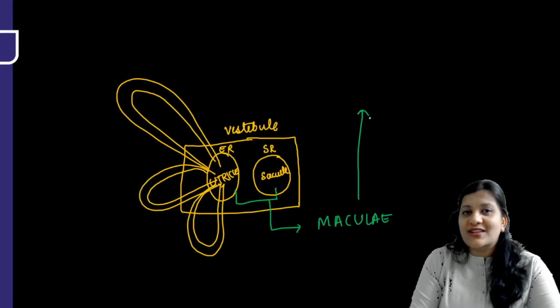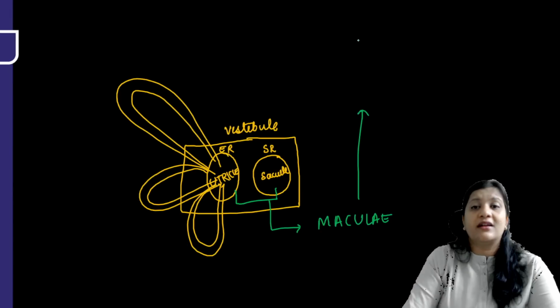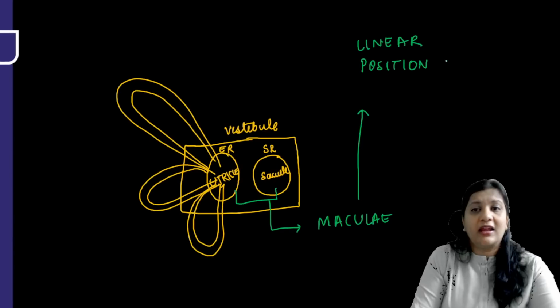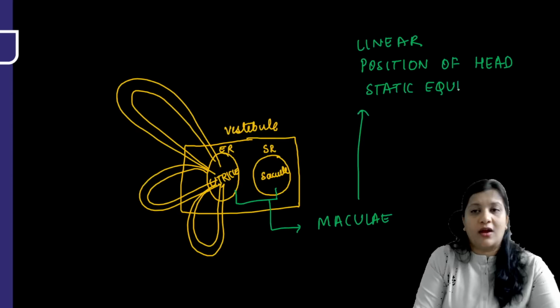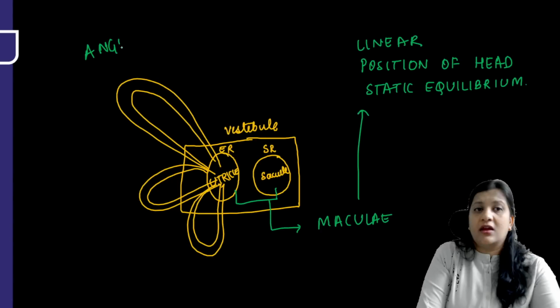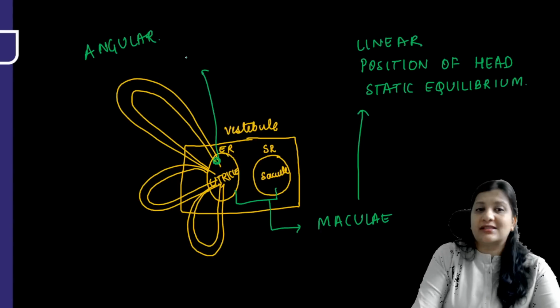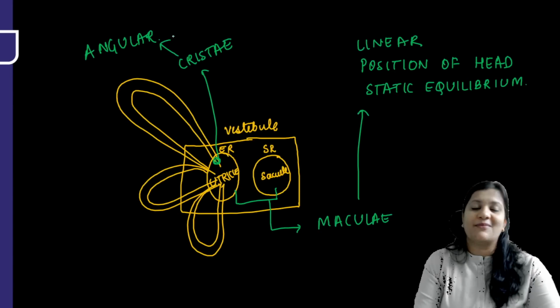What is the function of this macula? They're responsible for all the functions of balance, whether it is linear motion, position of the head against gravity, or static equilibrium. For all the functions of balance, we have the macula, except one function, which is angular motion. Angular motion is the function of the crista. These crista are present in the ampullated end of the semicircular canal.